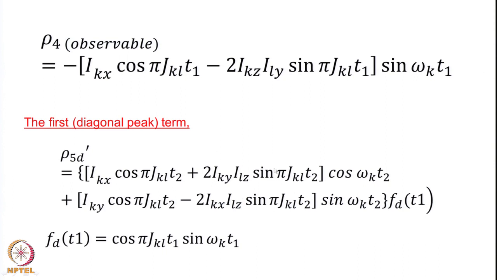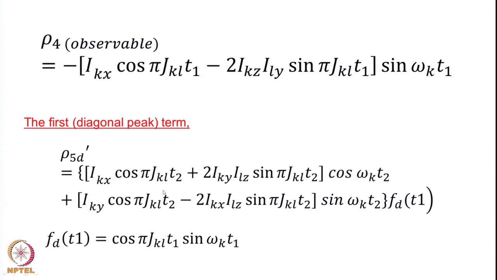This comes as a result of evolution of the I_kx operator first under the influence of the chemical shift Hamiltonian. So that gives you the cosine omega_k and sine omega_k here, and then under the influence of the coupling Hamiltonian, that gives the terms which are in the interior brackets here. So the I_kx term will give you these terms, the I_ky term gives you these terms as a result of coupling evolution during the period T2. And this is the one which is present here, the T1 evolution contribution. F(T1) is cosine pi J_kl T1 sine omega_k T1, that is this here, cosine pi J_kl T1 and sine omega_k T1.